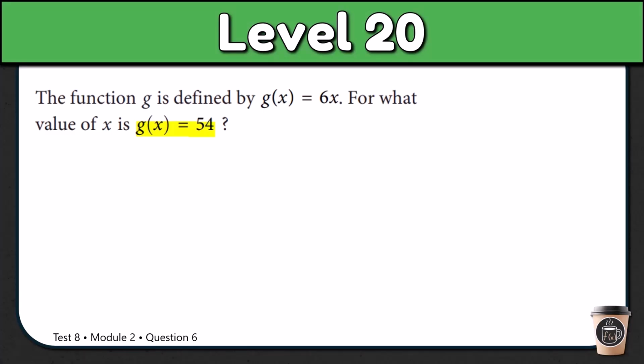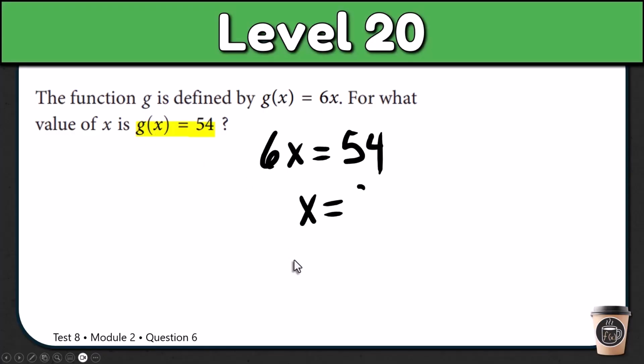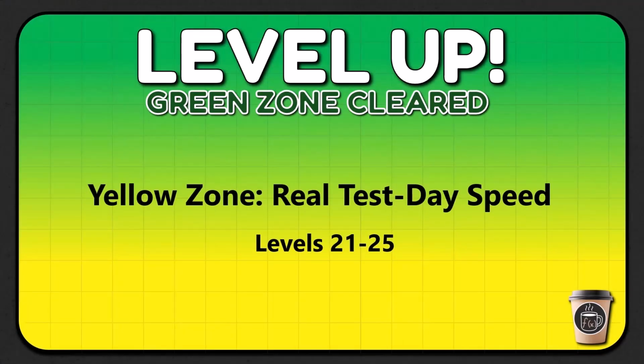That's what makes this tricky and probably why people mess this up. So if g of x is 6x, just replace g of x with 6x. Now you have 6x equals 54, and we are done. Answer's 9. Green zone cleared. Yellow zone is next. They're going to get a little bit trickier. Are you ready?